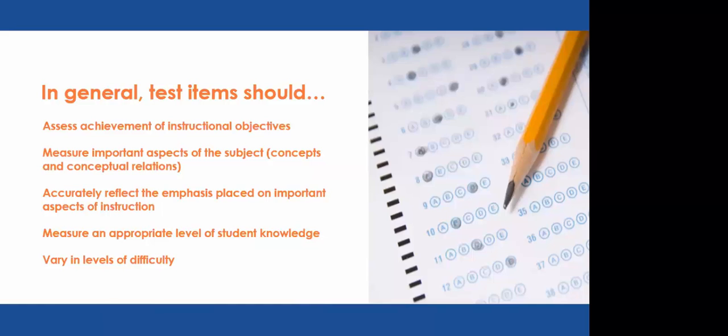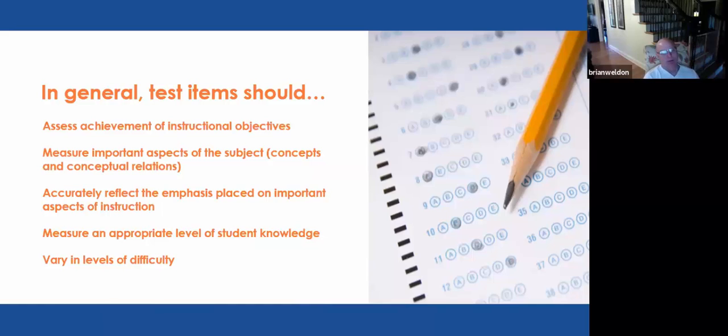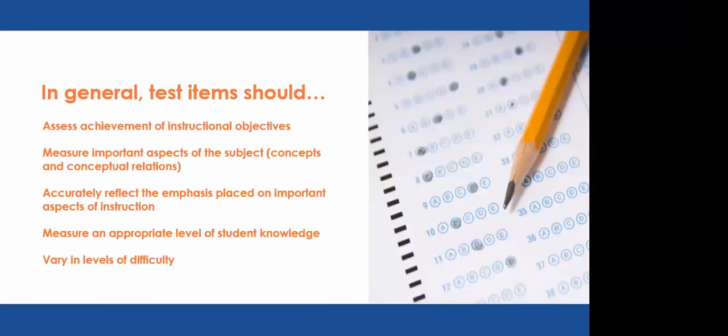And I want to think about that one for just a second. Accurately reflect the emphasis placed on important aspects of instruction. So what does that mean? That's why we're going to think about it for a little bit. So, you know, when you're sitting there teaching and you're emphasizing something, and then all of a sudden your test doesn't reflect what was emphasized in the classroom, you've thrown your students for a loop.